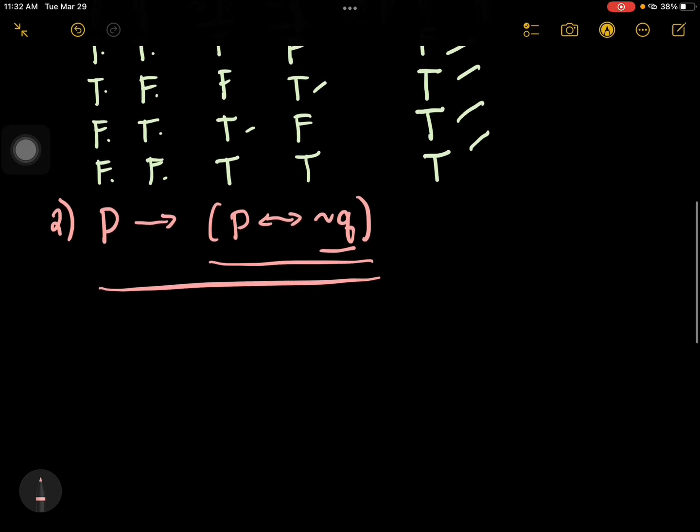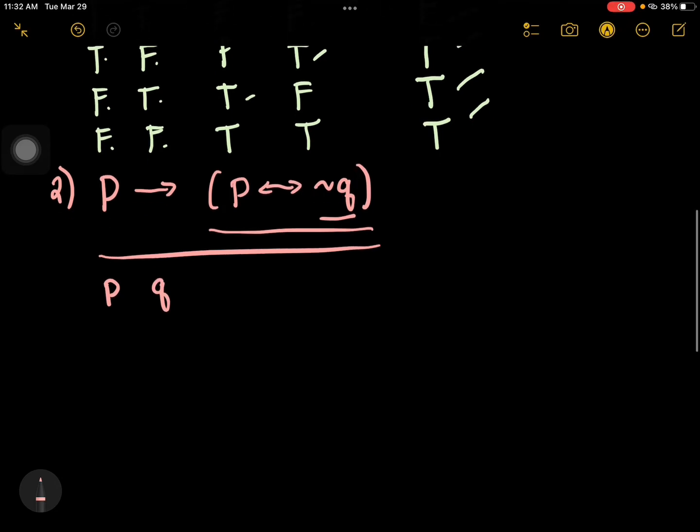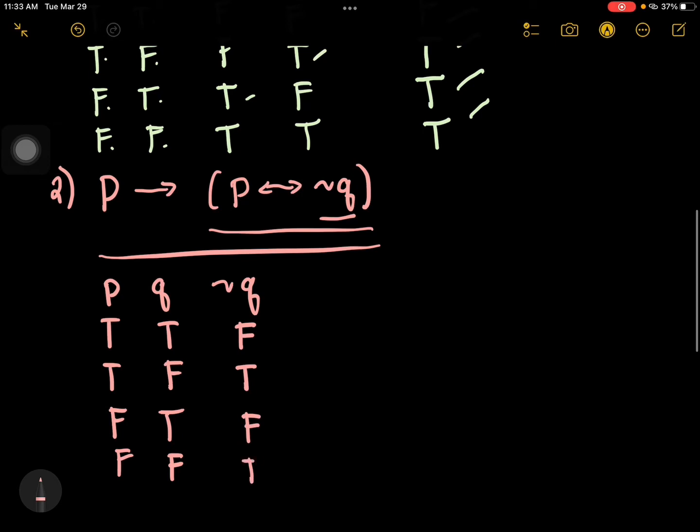So we have here the P and Q propositions. We have true, true, false, false, true, false, true, false. We have not Q: false, true, false, true. Then we have P if and only if not Q. So we have here our P and not Q.